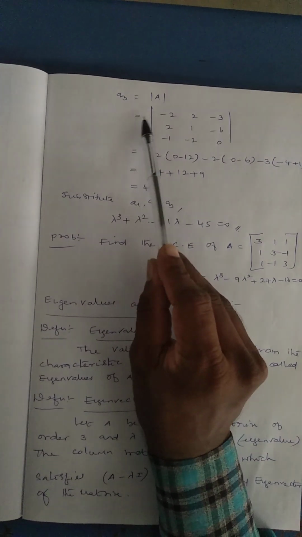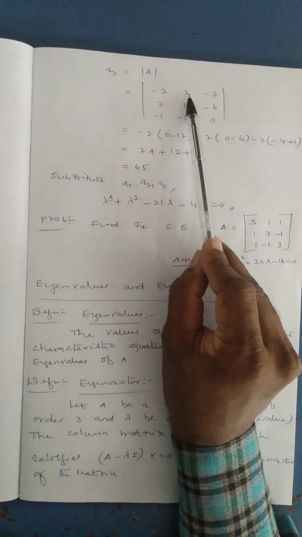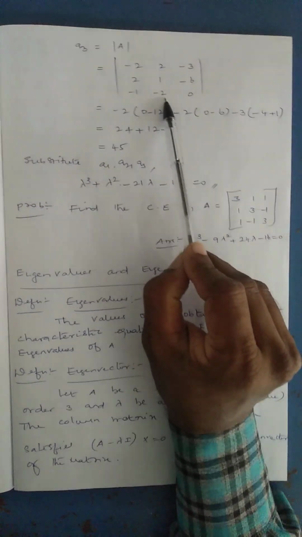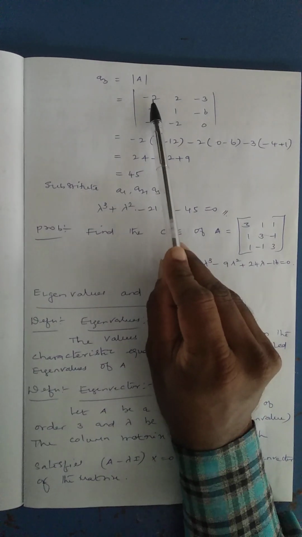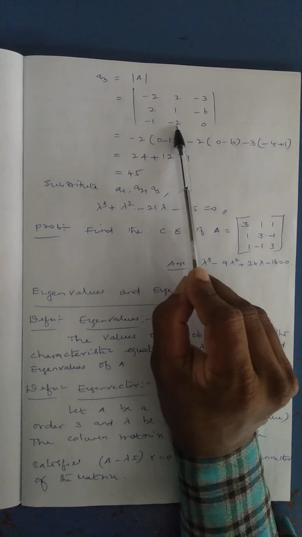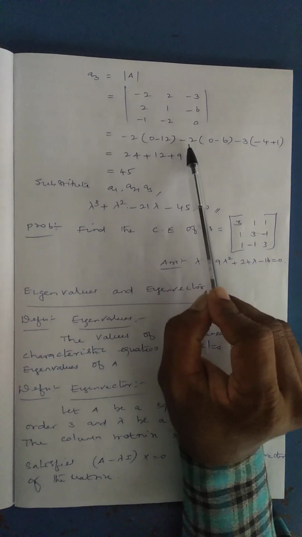So next, A3 equals the determinant of A. Determinant of A: minus 2, 2, minus 3, 2, 1, minus 6, minus 1, minus 2, 0. Take minus 2 values. So multiply the values: 1 into 0, 0. So 2 into 6, 12. Already one minus, so minus 12.